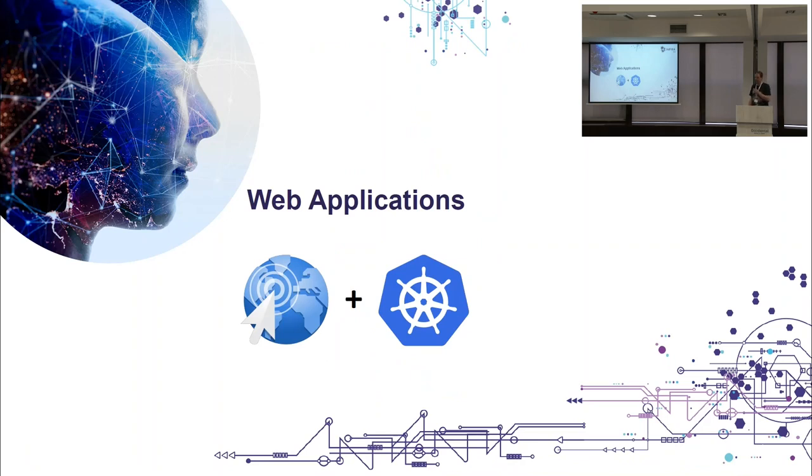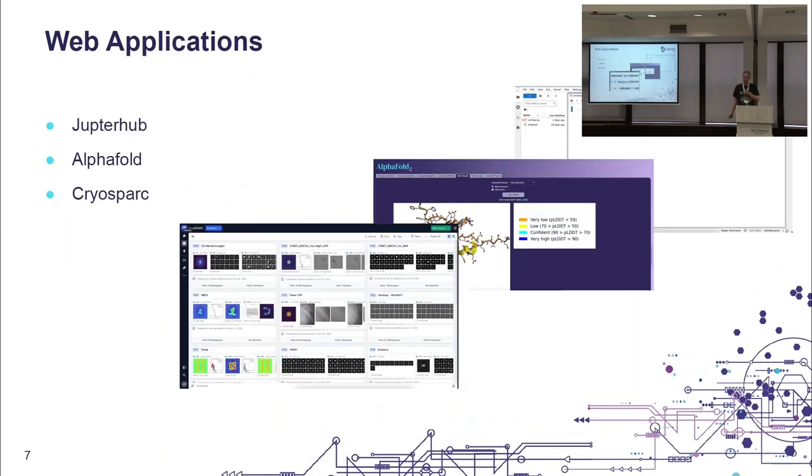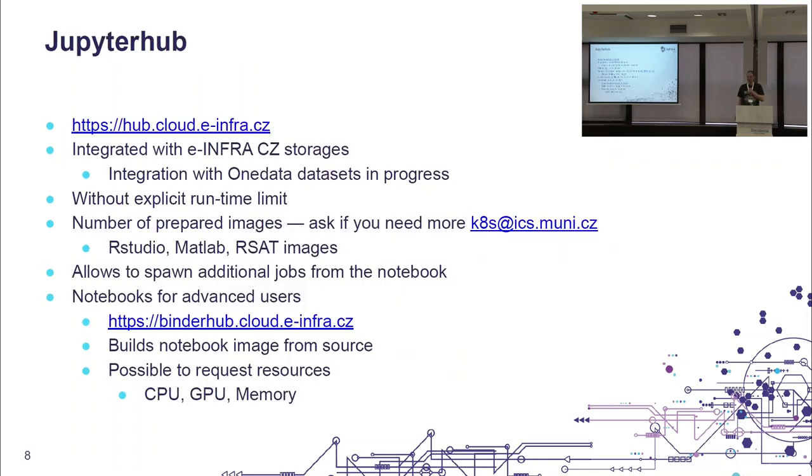The second one is our web applications. It means that we run Kubernetes, and in Kubernetes we run some application that has a native web user interface. The main three I would like to mention are JupyterHub, AlphaFold, and CryoSPARC. It doesn't mean that we build those applications. Those are ordinary applications you can download, and some of them are already prepackaged to run in Kubernetes. Some are not. So the first one is JupyterHub. The first link is where you can find it. It's integrated with e-INFRA CZ storages. Also, we have integration with OneData datasets. Right, Adrian? Yes.